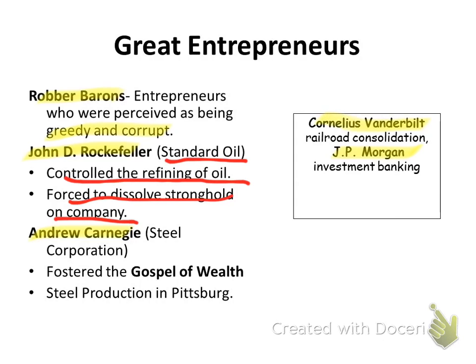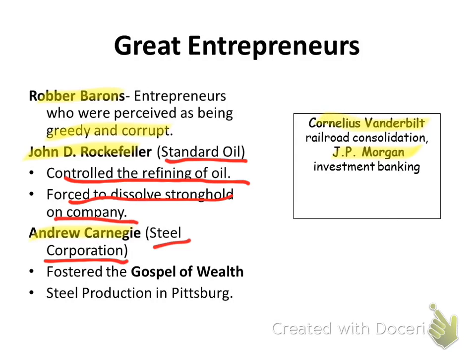Books like Ida Tarbell's book. Ida Tarbell was a muckraker. Ida Tarbell's book depicting the monopoly that Standard Oil was led the way to his company being dissolved. Andrew Carnegie, steel, U.S. Steel. He controlled the monopoly on steel production here in America.